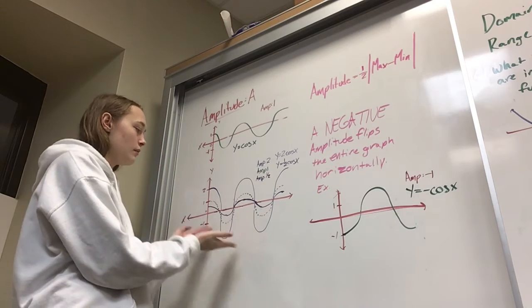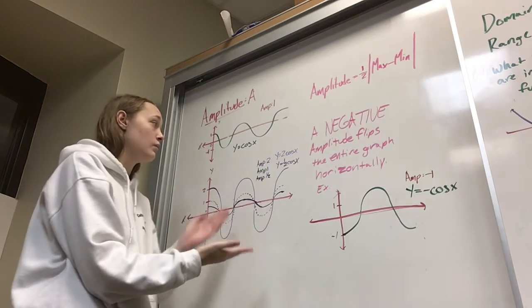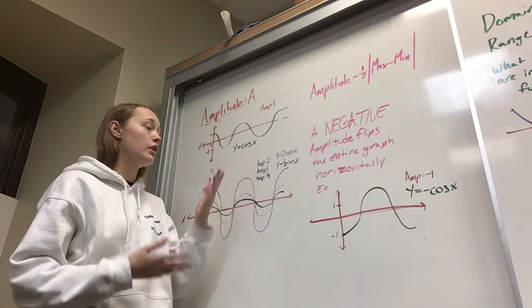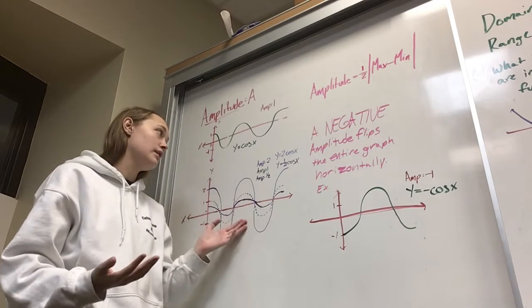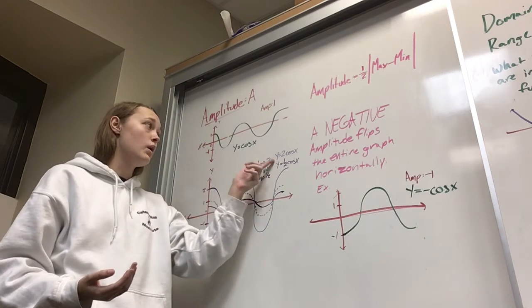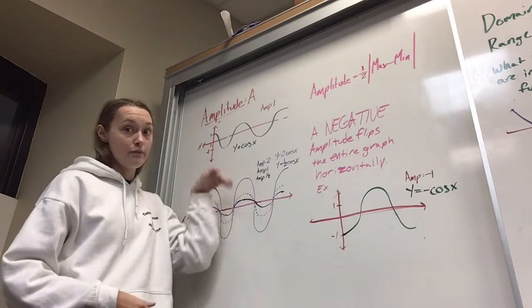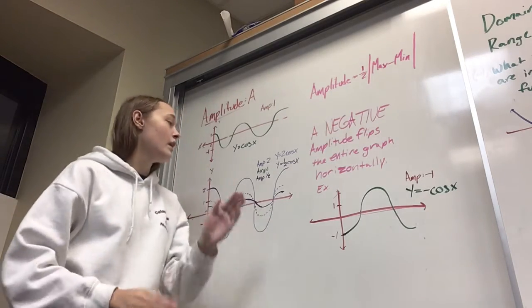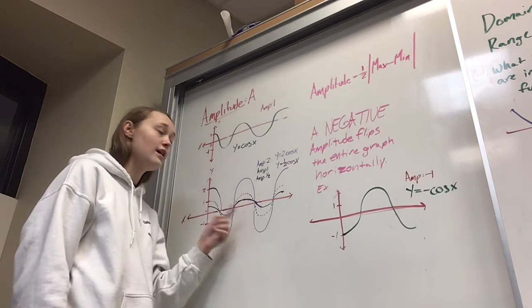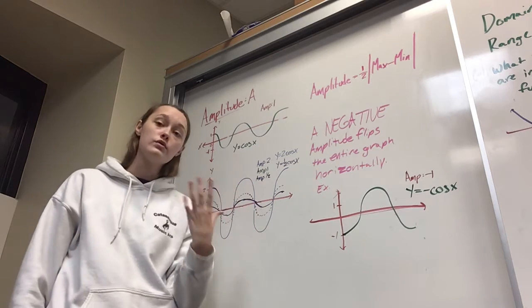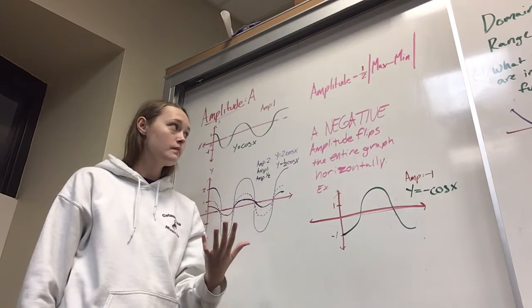So how do we mark these in our equation? Well, the graph with amplitude 1 is just y equals cosine x, and the graph with amplitude 2 is y equals 2 cosine x, because that 2 makes the graph much higher and lower. And then the amplitude of 1/2, which is the dark purple, would be y equals 1/2 cosine x.